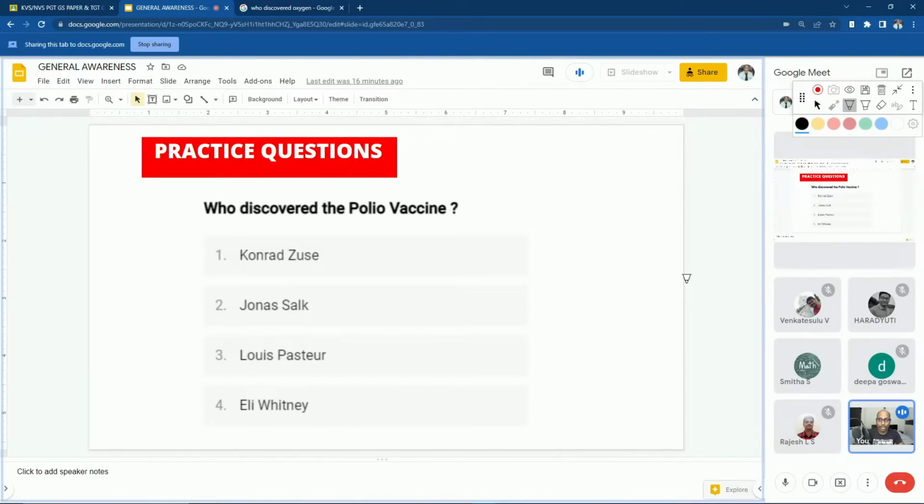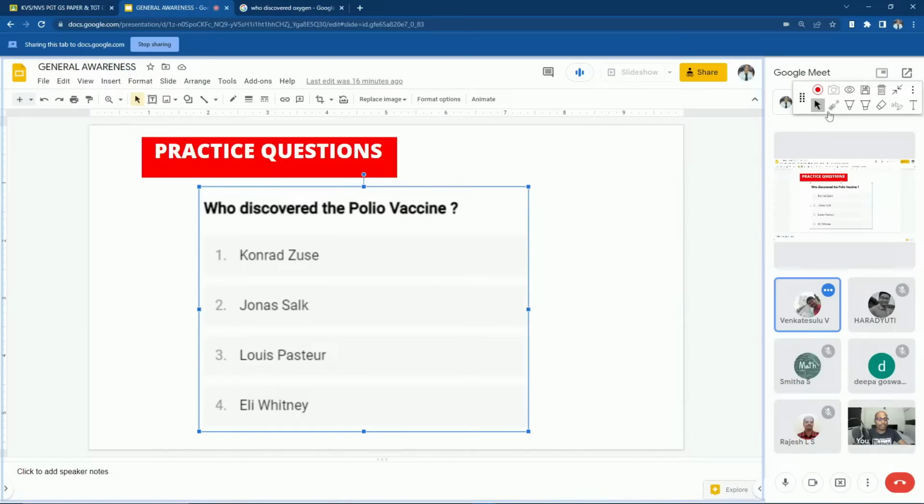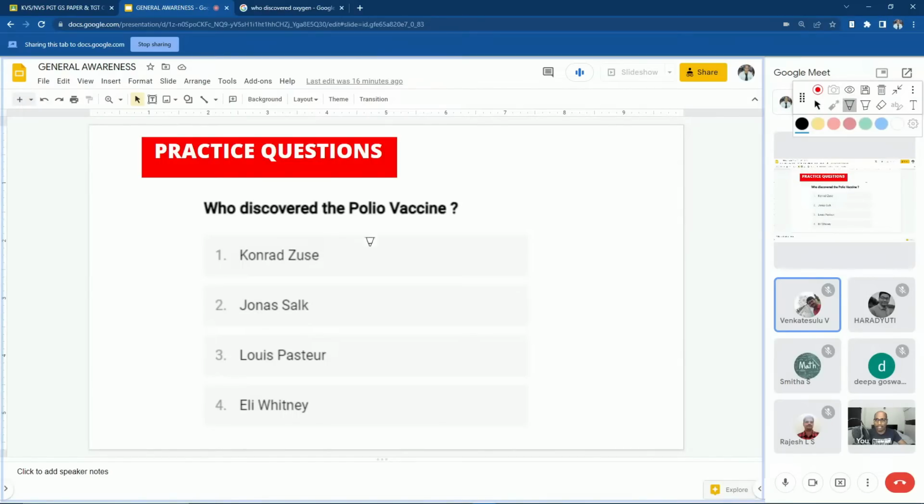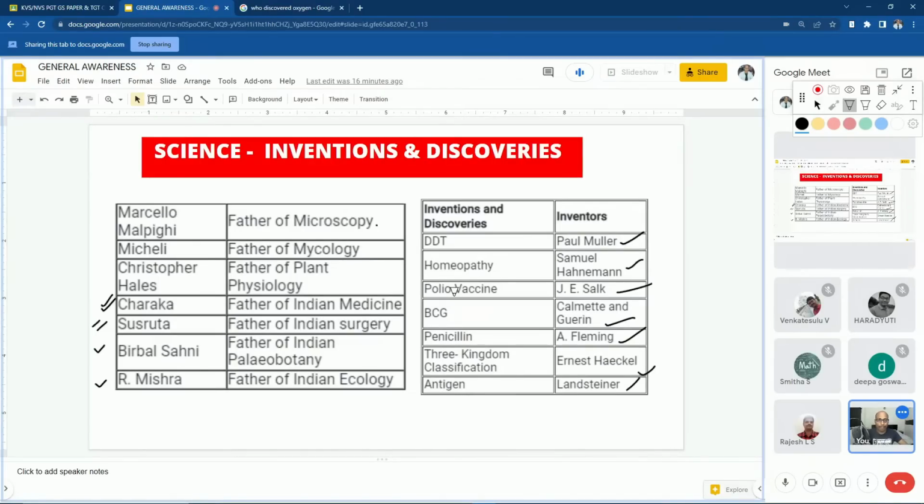There are two questions. Who invented the polio vaccine? Who discovered the polio vaccine? Venkateshwar sir, who discovered the polio vaccine? Is it Louis Pasteur or Jonas Salk? Jonas Salk, sir. So what is the answer to this question, Venkateshwar sir? Jonas Salk. Rajesh sir, is it correct? Correct, sir. Right. Let us go back to the slide.